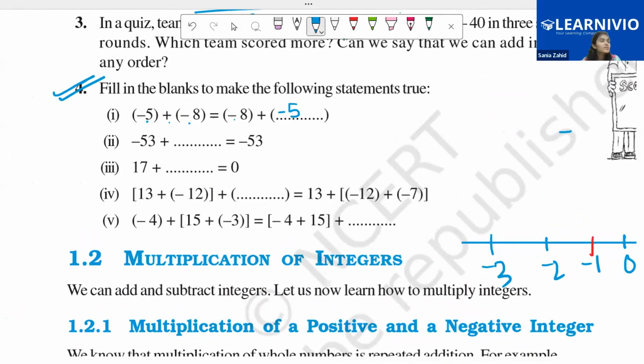Ma'am, 53. No, minus 53 added to what number gives you the same number only? We studied this property here. 0. Okay, good. Then 17 plus what? So you can do the third, fourth, and fifth questions, okay? Please do these. Just give me 1 minute. Okay?